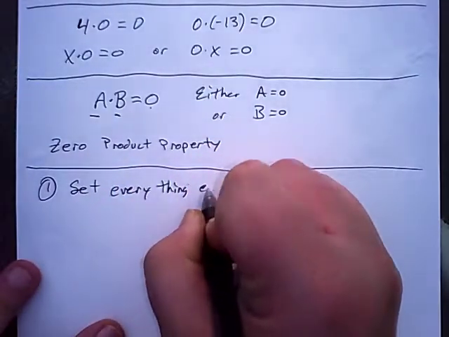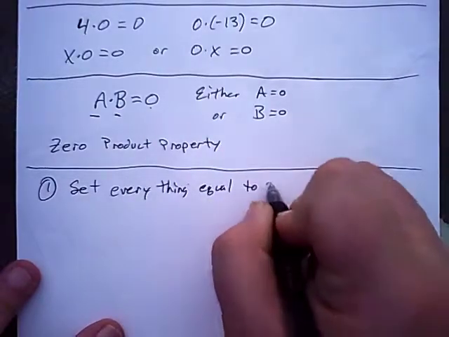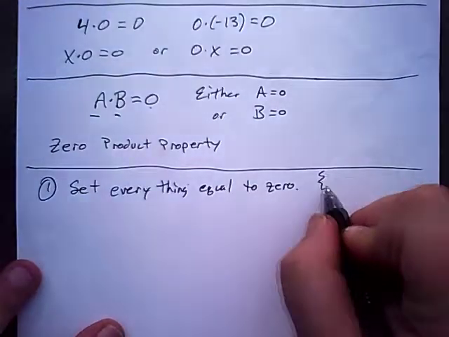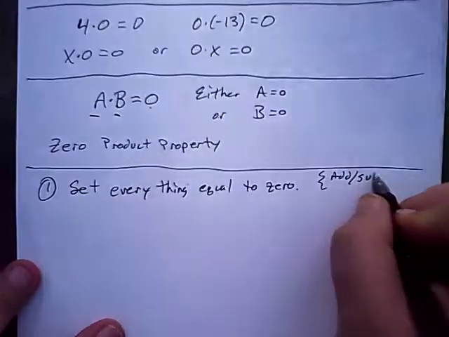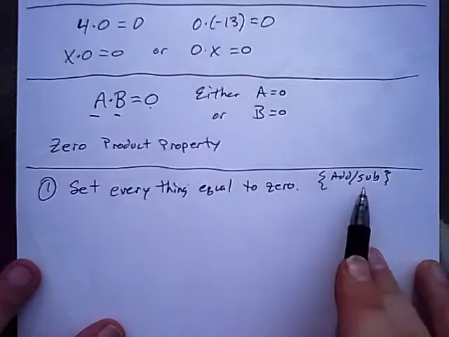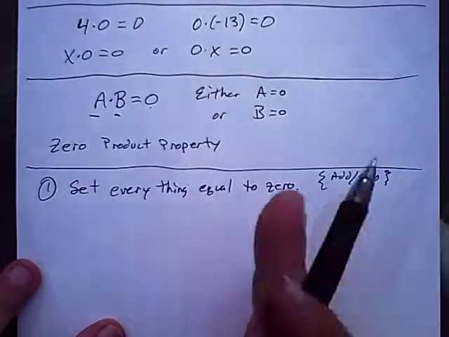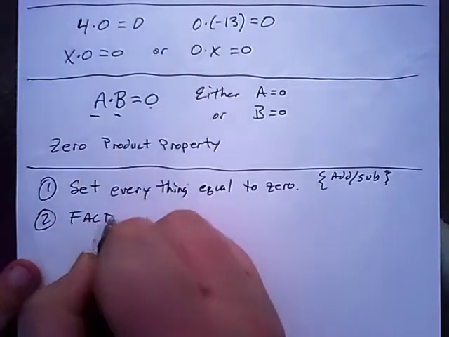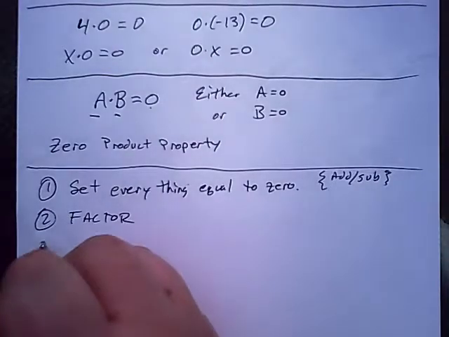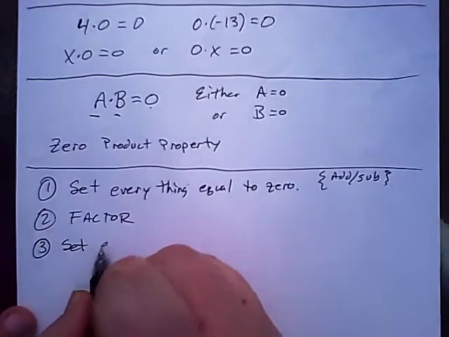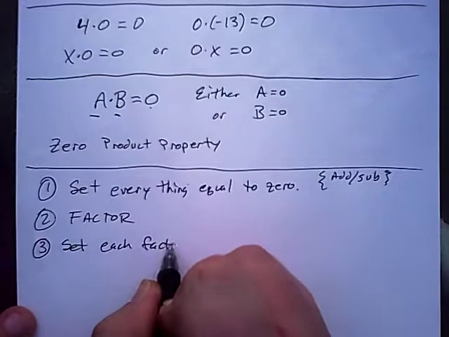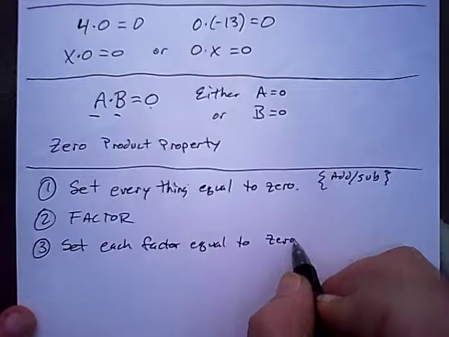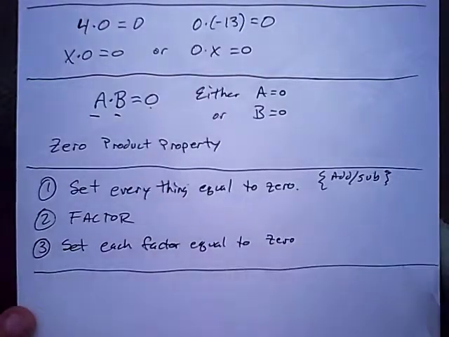So set everything equal to 0. And we're going to do that with addition and subtraction. We're going to add and subtract terms from one side or another until everything is set equal to 0. Our next step is to factor. And then our third step is we're going to set each factor equal to 0. And those are going to be our steps.